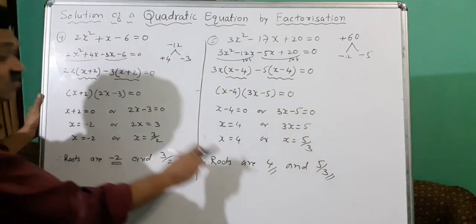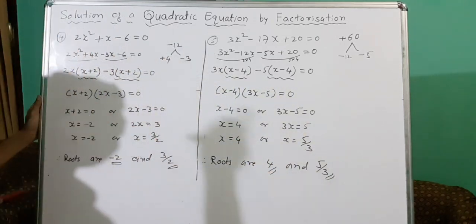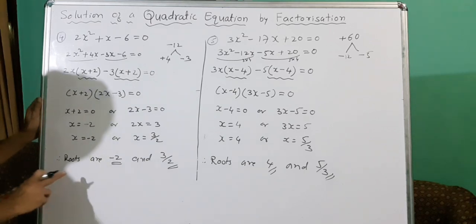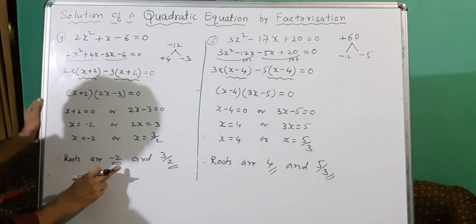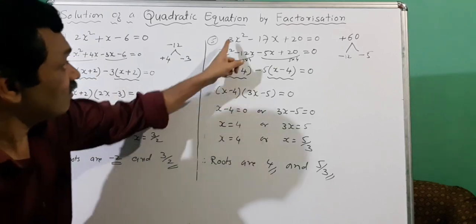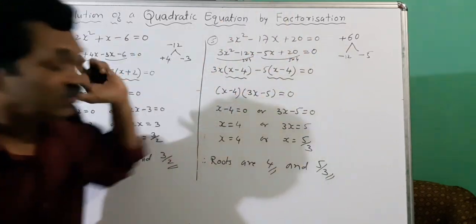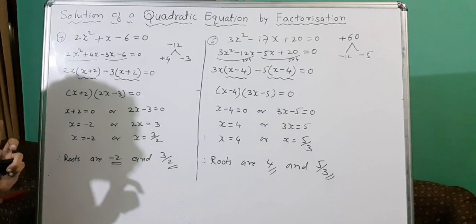Okay, so solution means finding the roots. In case of a polynomial, we call them zeros. Here we call them roots. So if we substitute these values here, the left hand side will be equal to the right hand side. Thank you.